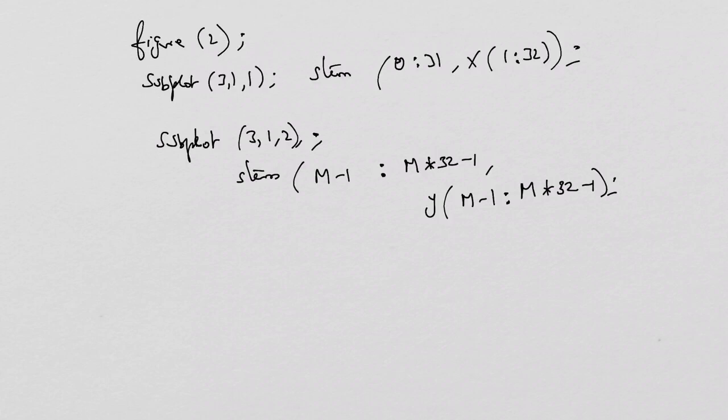Let me take 3, 1, 2. Even that is sufficient. 3, 1, 3 is also okay, because in the previous case you've gone up to 3, 1, 2. So let me have 3, 1, 3.